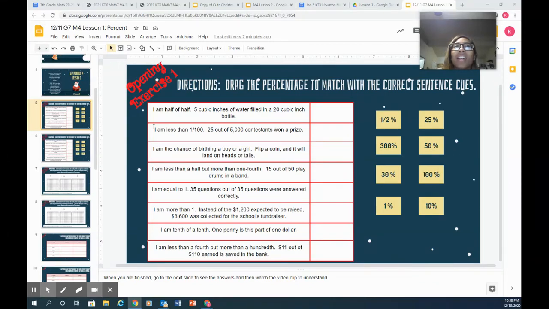Hey, hi guys. So we're going to work on the opening exercise. Directions say to drag the percentage to match the correct sentence cues. The first one says, I am half of half.